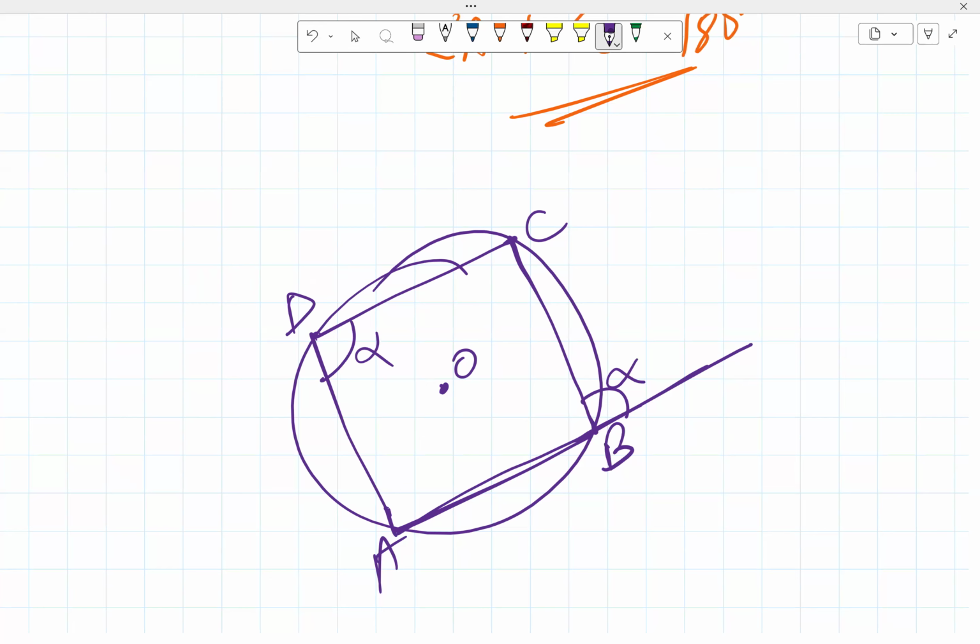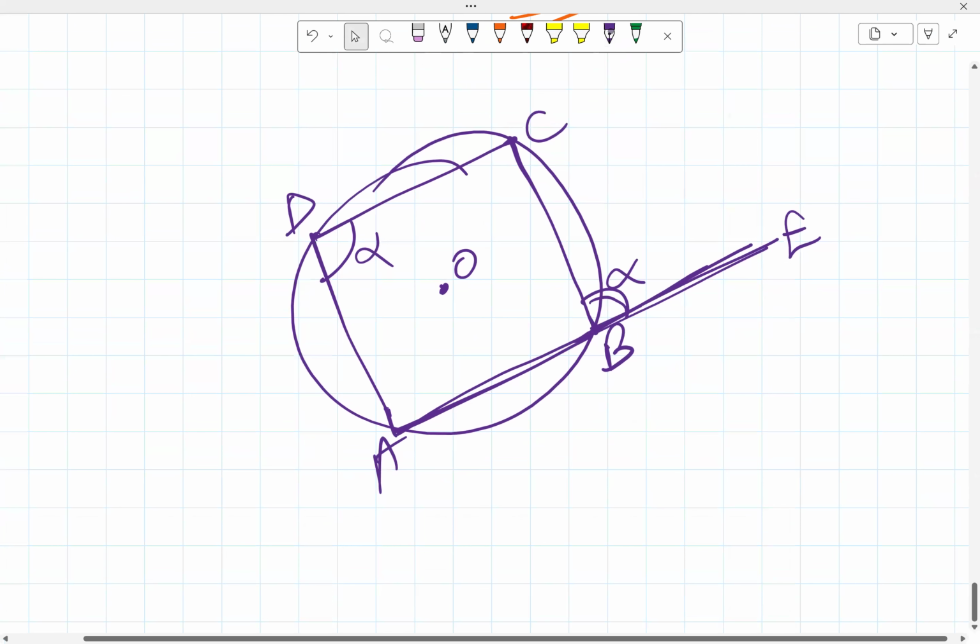So, quick recognition: a cyclic quadrilateral plus an extended side. This is the extended side. Imagine ABCD is a cyclic quadrilateral like this, and side AB is extended at B, like this, to form an exterior angle EBC. So we now have this angle EBC.